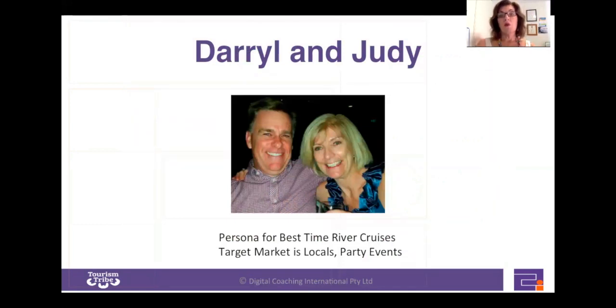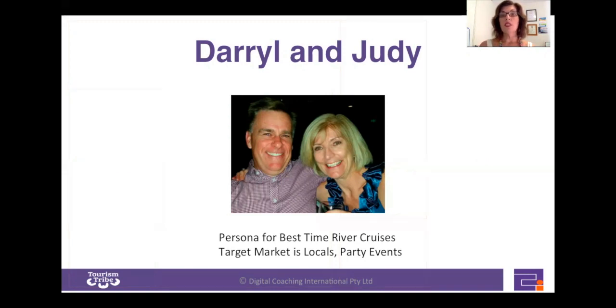Just by way of an example, the fictitious business Best Time River Cruises represents a real business who we did some work with. But they were able to define some broad target markets in terms of certain age women in different age groups, both in the local market, and then also visitors who wanted to go on event cruises. But this local market was about using the boat as a party venue.